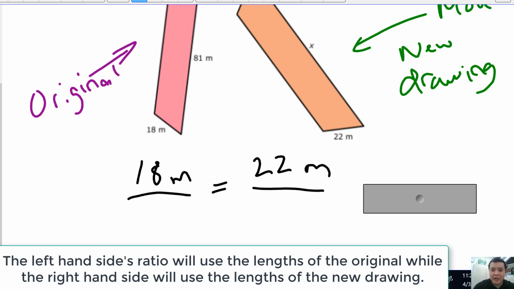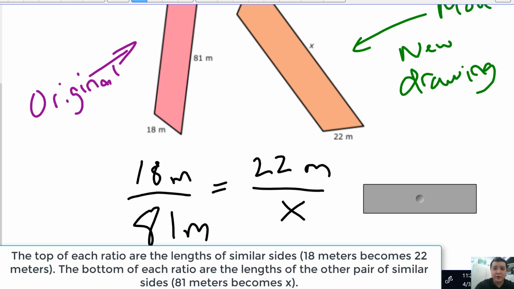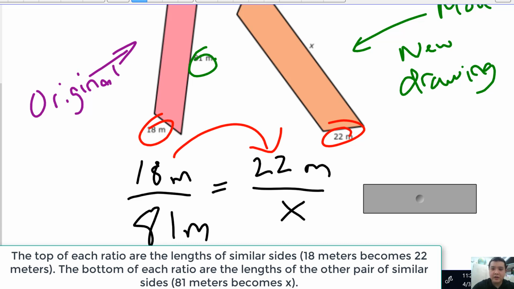We're trying to figure out what 81 meters becomes if we do that. So we set up our proportion like this. 18, which comes from the first part right here, becomes 22, so we're going to do 18 to 22. Here, we start with 81, and goes to x, so we're going to do 81 to x. Okay. So we've now set up the proportion.